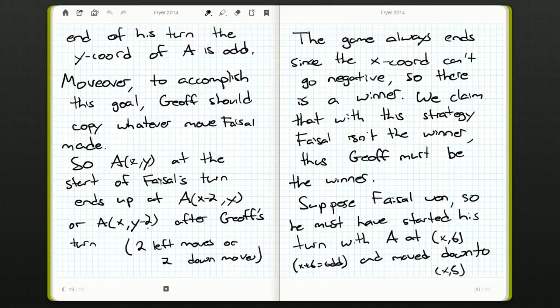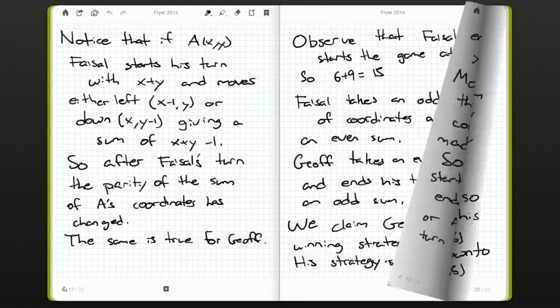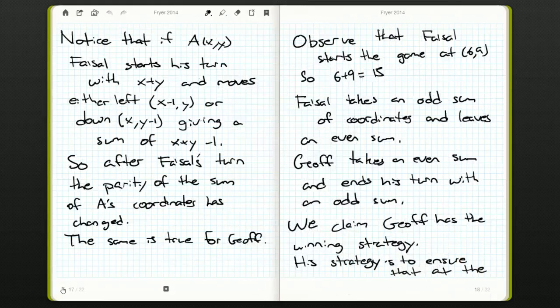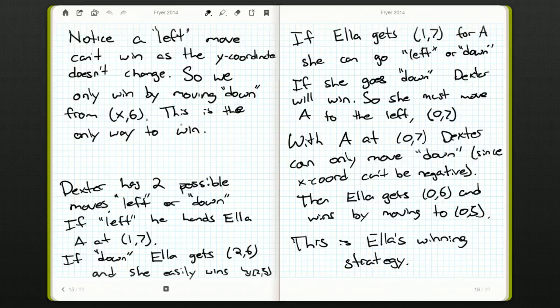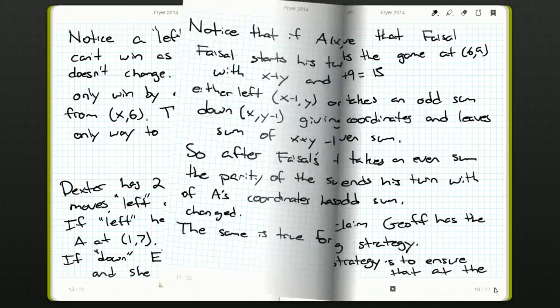So at the end of Jeff's turn, we can always make sure it's odd, because the game starts off at Faisal's first turn with A at 6, 9. 9 is odd. So Jeff can always make sure that the y-coordinate is odd at the end of his turn. If Faisal were to win, as we remarked a little while ago, you'd have to be at something like x is 6 and move down. You can't move left and be the winner.